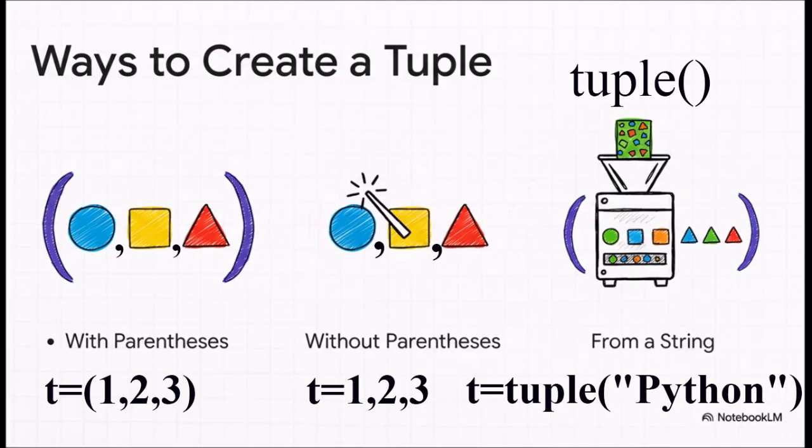Making a tuple is actually super easy. The most common way is to just put your items in parentheses. But get this, Python is smart enough that if you just separate items with commas, it knows you mean to create a tuple. You can also use the tuple function to convert something else, like a string into a tuple of all its individual characters.